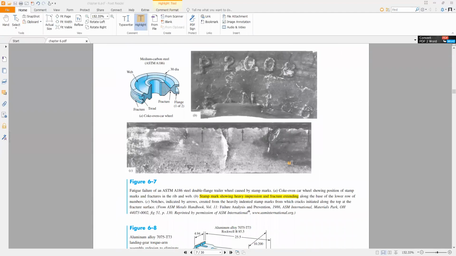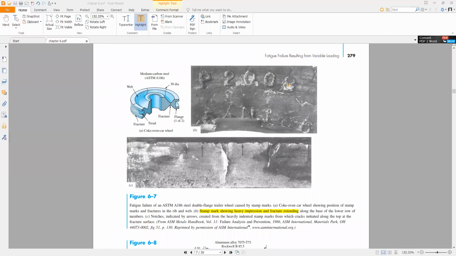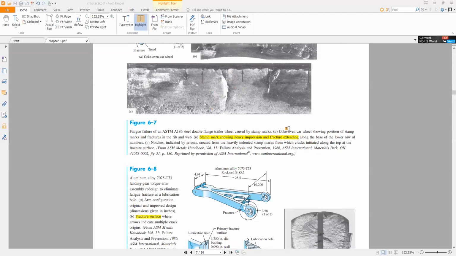Okay, this one, because you make a numbering, it's a stamp mark there. At the location of this mark, because you apply force on it, the crack starts to happen surrounding the marks. The stamp mark shows heavy impression and the fracture extended along the marks.